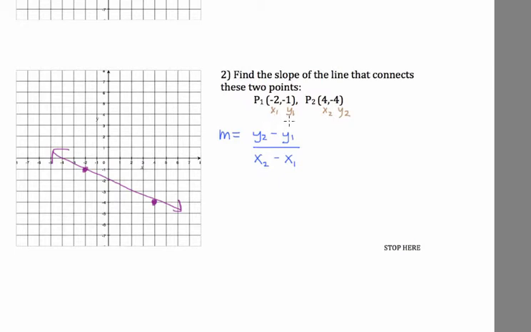I think it's important to label these points. It's easy to get them mixed up. Then you just sub your numbers in. y2 is -4. The minus from the formula, y1 is -1. Notice I have 2 negative signs there. x2 is 4. The minus from the formula, x1 is -2.